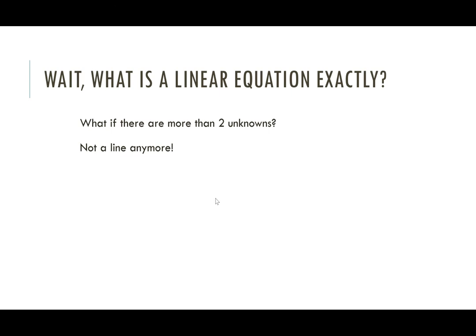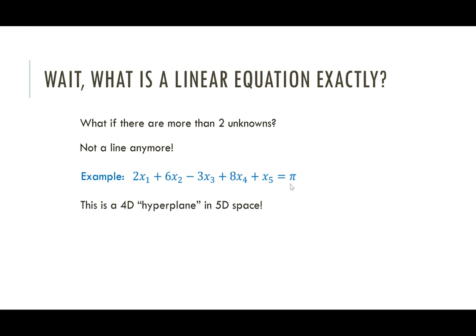And what if you had even more unknowns? Something like 2x1 plus 6x2, and so on, all of that equals pi. One of my favorite numbers, so I thought I'd throw that in there. What is that? Is that a line? Nope. That's actually a 4-dimensional hyperplane in 5-dimensional space, which is just, I think, cool. But yeah, super not a line.